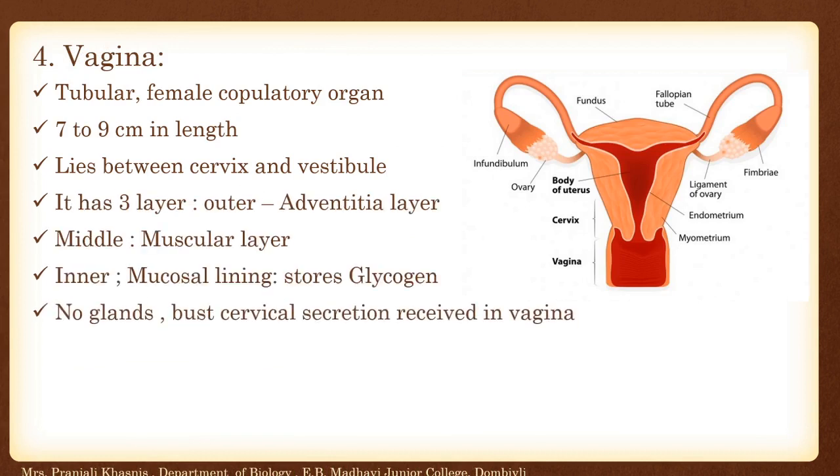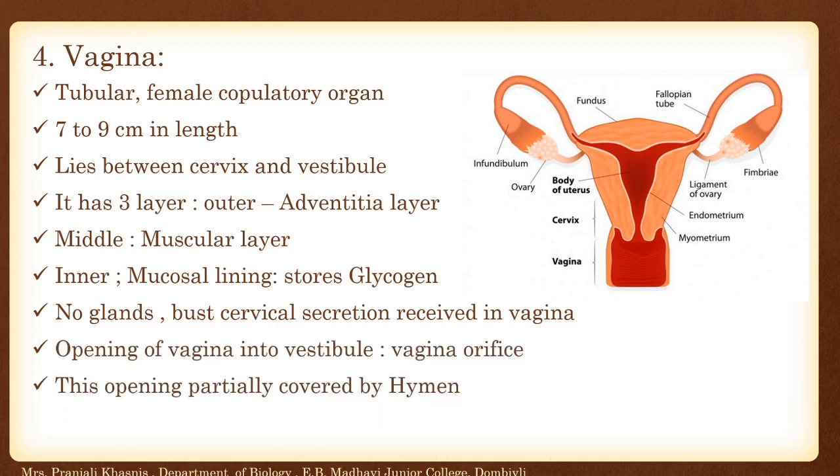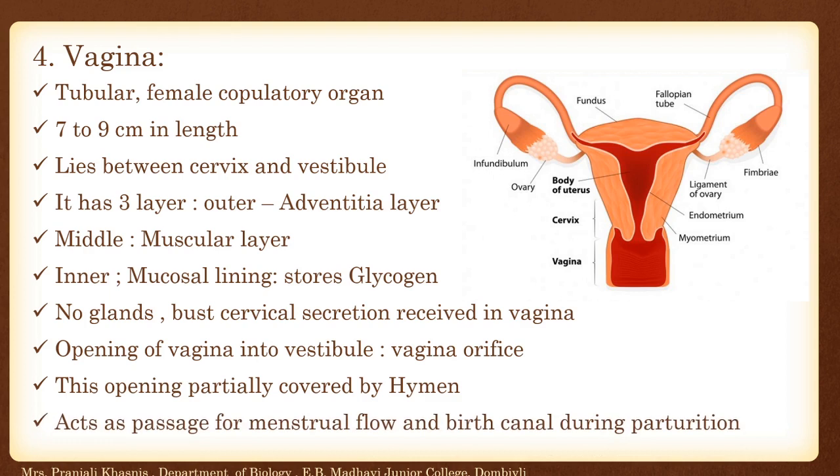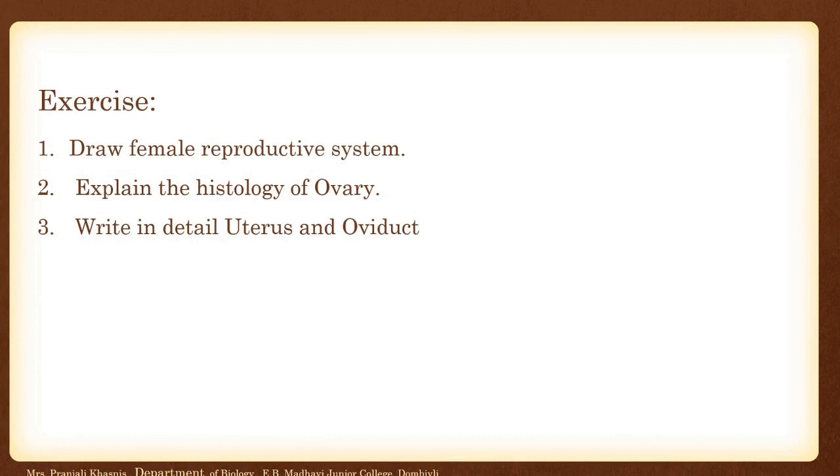Then the vagina, a tubular female copulatory organ, 7 to 9 centimeters in length, lies between the cervix and the vestibule and has a three-layered structure. The outer one is adventitia, the second is muscular, and the third is the mucosal lining, which stores glycogen. Here no glands are found, but cervical secretion is received into the vagina. The opening of the vagina into the vestibule is called the vaginal orifice, and this opening is partially covered by the hymen. It acts as a passage for menstrual flow and as the birth canal during parturition. Then we also discussed this exercise. In the next lecture we will discuss the further topic.